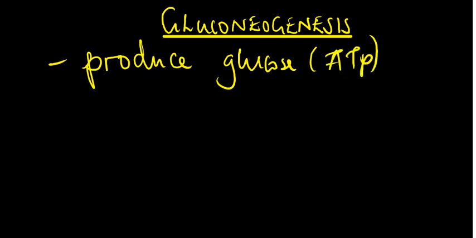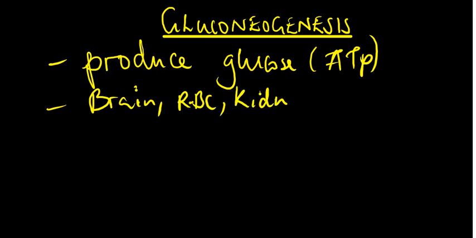When you look at this process, some tissues such as the brain, the red blood cells (RBCs), the kidney medulla, and so on and so forth, need a continuous supply of glucose as a metabolic fuel.